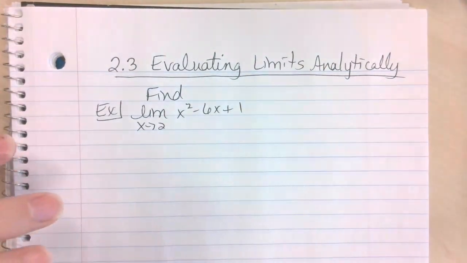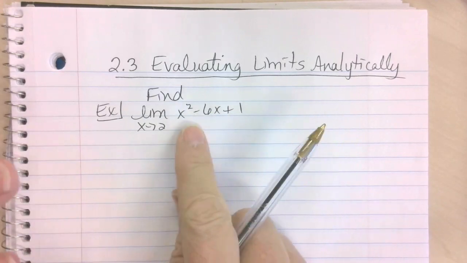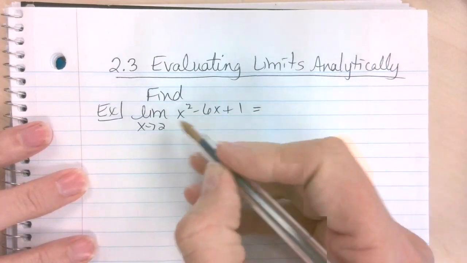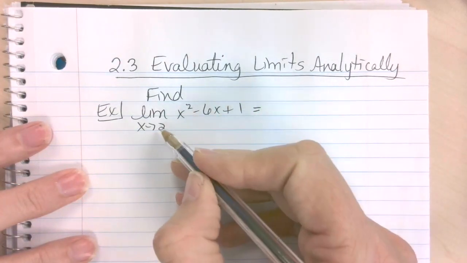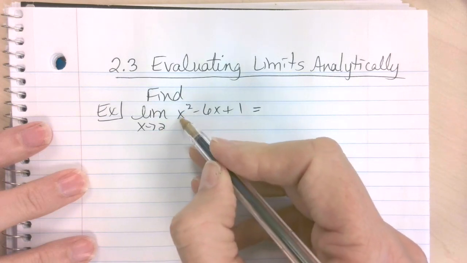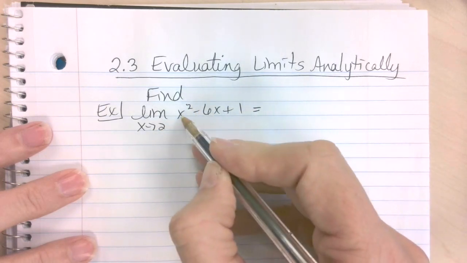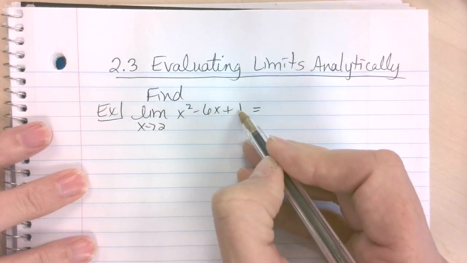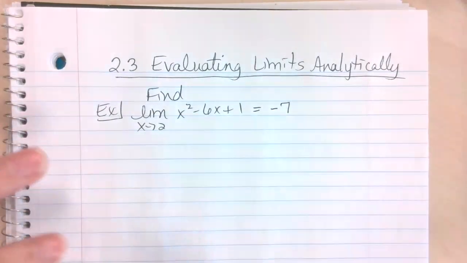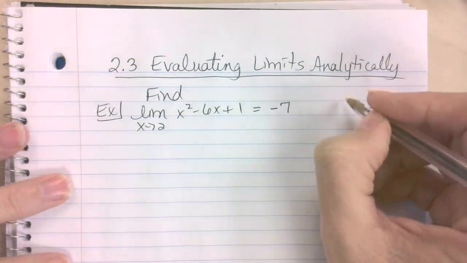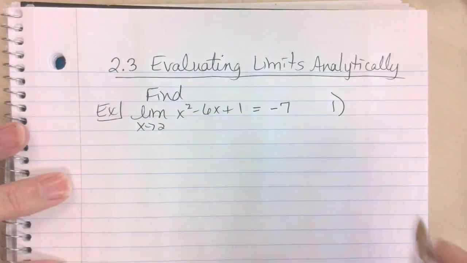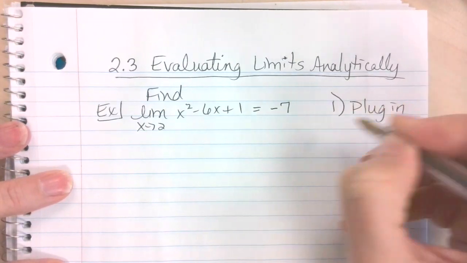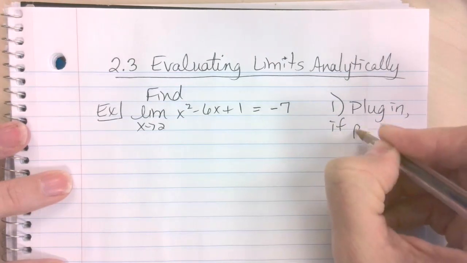Well, to be quite honest, if you just have any kind of function, especially a polynomial, the limit will always be f of whatever that is. If f of x is x squared minus 6x plus 1, f of 2 would be 4 minus 12 is negative 8, plus 1 would be negative 7. So, rule number 1, finding or evaluating limits analytically is plug in if possible.